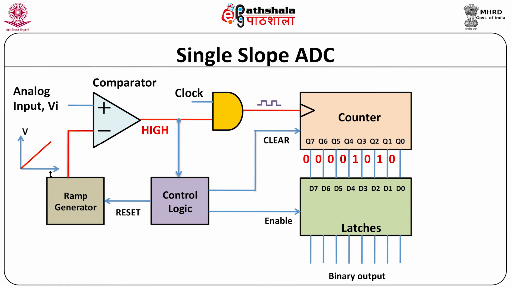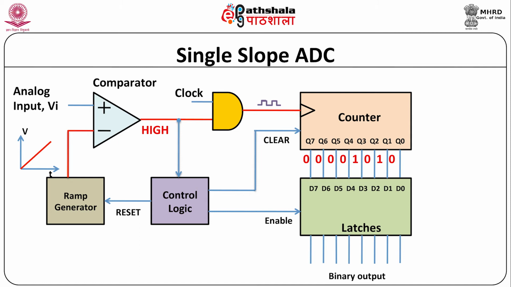Assume that the slope of the ramp is expressed as volts per millisecond. The ramp voltage increases with a constant slope with time. The comparator output remains in high state as long as the unknown analog input voltage is greater than the ramp voltage, that is V in greater than V ramp. This allows the clock to pass clock pulses through the gate to the counter for counting.